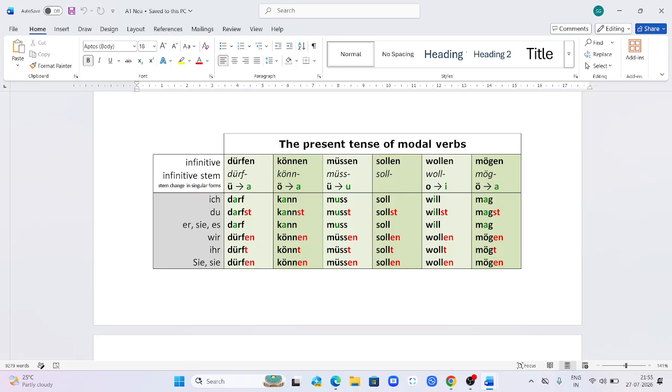Sollen is generally used for advice. You should be punctual. You should prepare yourself for the exam. You should watch less TV. You should use your phone less. Wollen is want. Like if you want to say, I want 2 kilos of tomatoes. I want to learn German. You will use wollen. He wants to learn German, so er will Deutsch lernen.